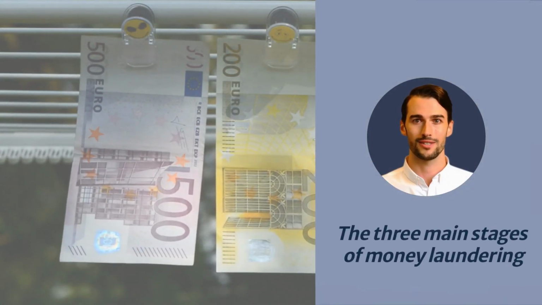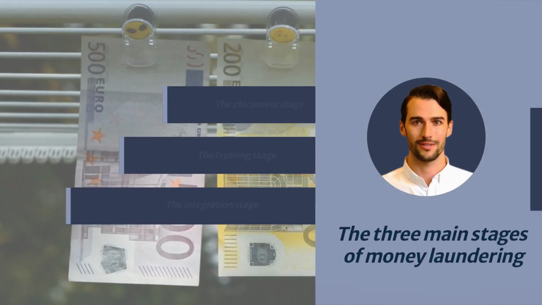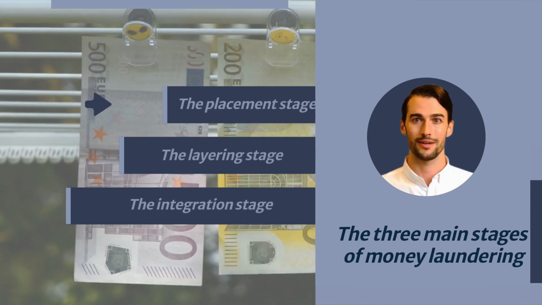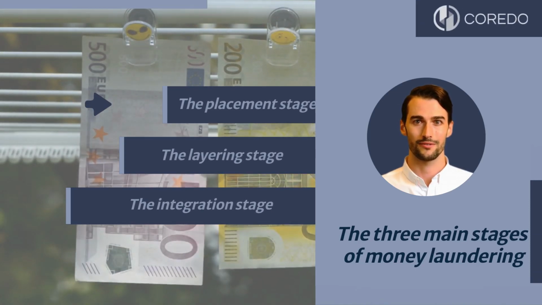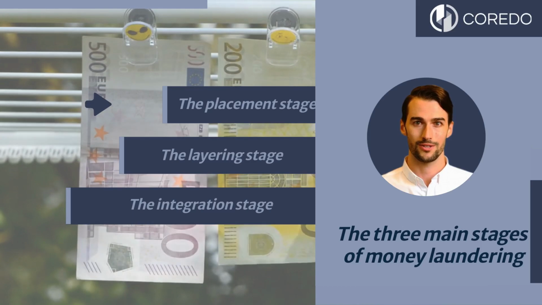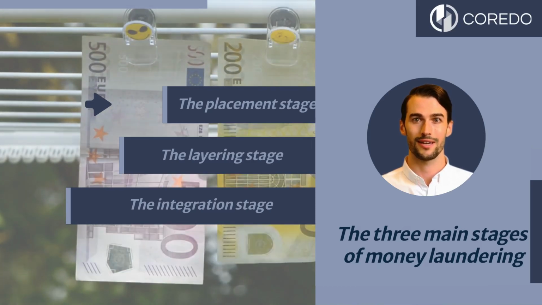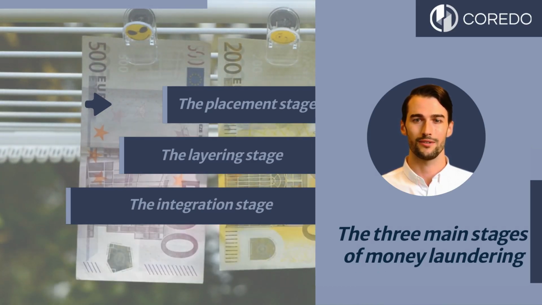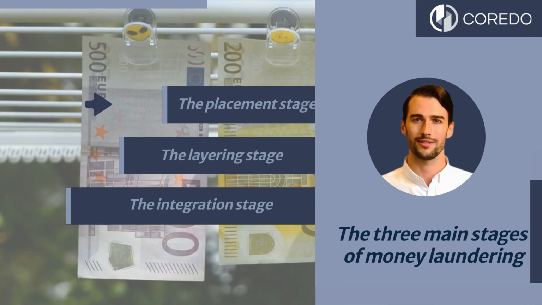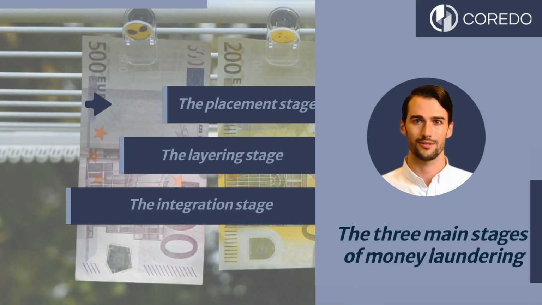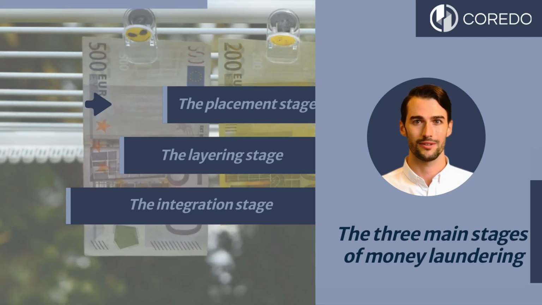The 3 main stages of money laundering. 1. The placement stage. Illicit funds can be integrated into the financial system either directly or indirectly. In the placement stage, the most common technique used is the fragmentation of large sums of money into smaller, less conspicuous amounts, which can be deposited into one or multiple bank accounts using the smoothing technique. Money service businesses are often utilized to execute smoothing.